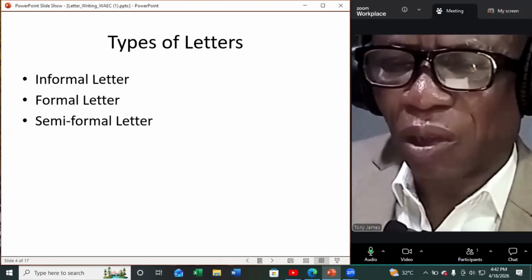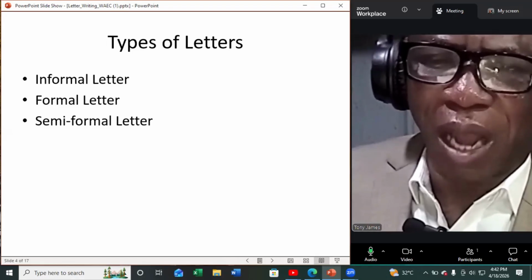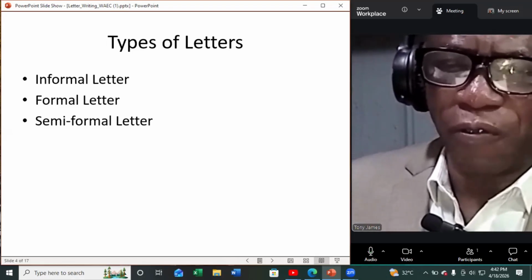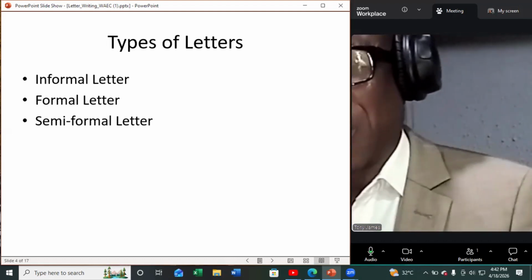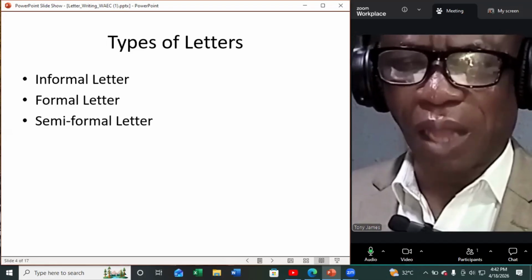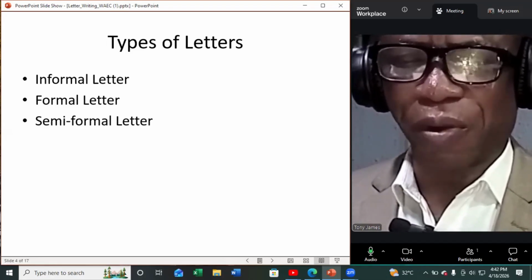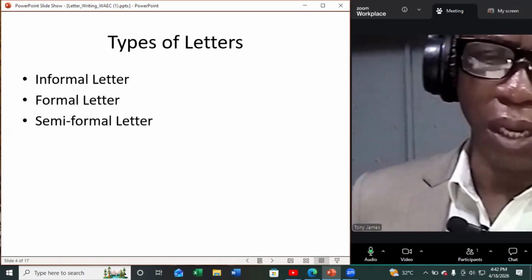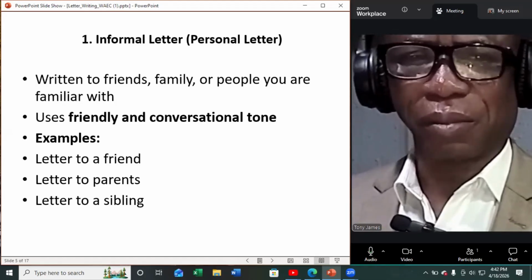What are the types of letters we have? We have three types of letters, basically: the informal letter, the formal letter, and the semi-formal letter. We are going to take each of these types of letter, and we will explain all that students need to know about them. Now let's look at the informal letter.